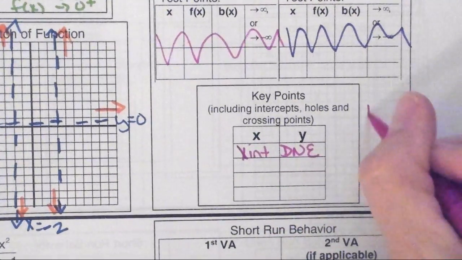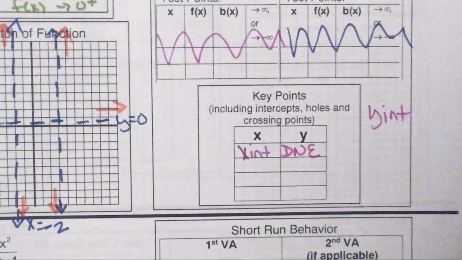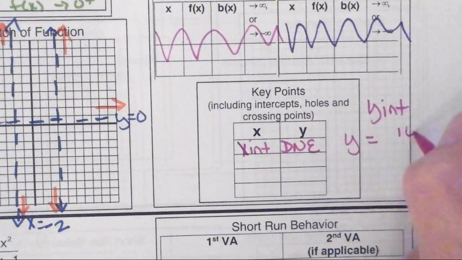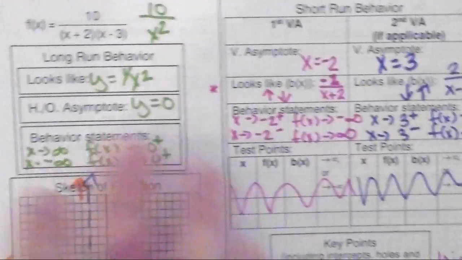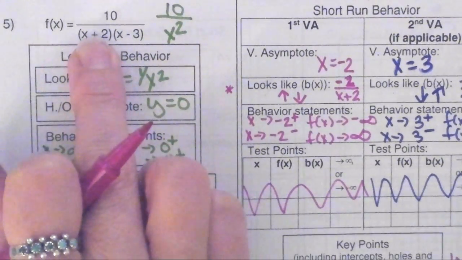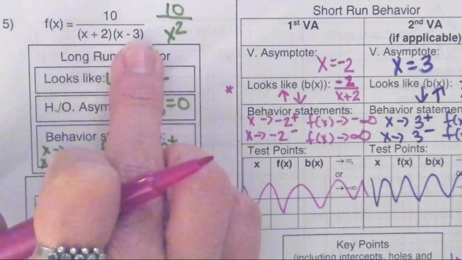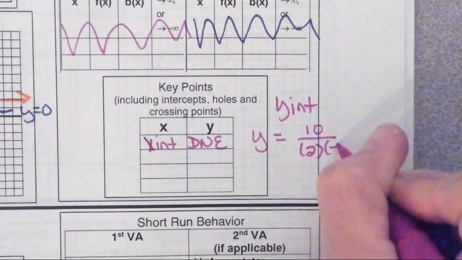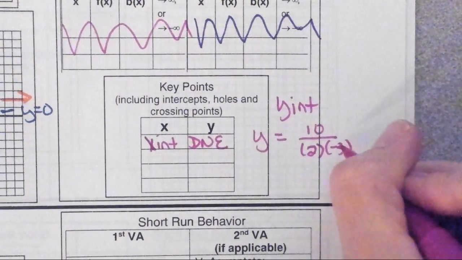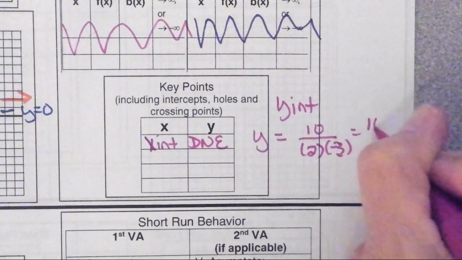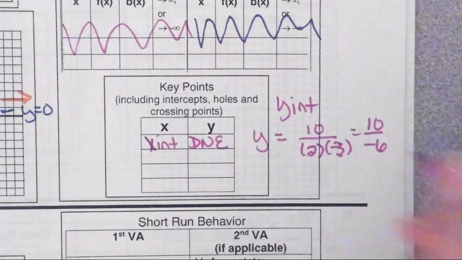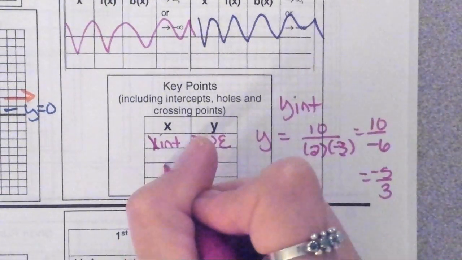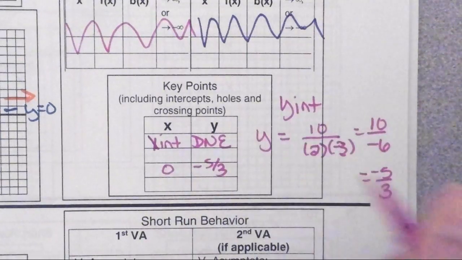Now I'm going to go find my y-intercept. Remember, you're going to let x equal 0. So my original equation says y equals 10 over, so if I go plug in a 0 right here, what's 0 plus 2? 2. What's 0 minus 3? Negative 3. So I've got 2 times negative 3 on the bottom, which is equal to 10 over negative 6, which reduces to negative 5 thirds. So my y-intercept is 0, negative 5 thirds.